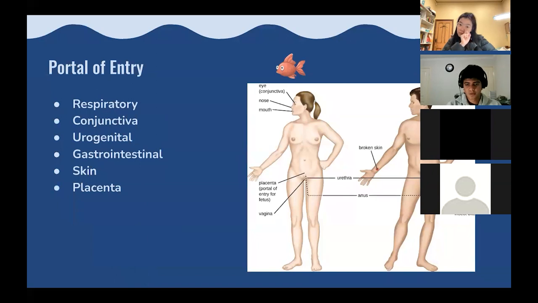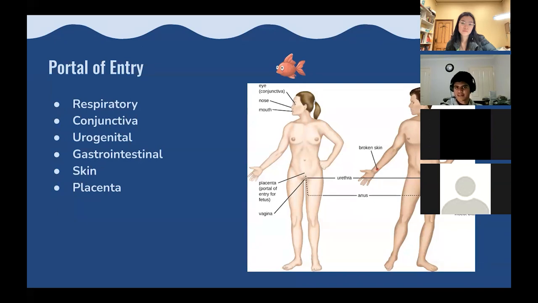Okay. Portals of entry. Portals of entry are different parts of the body through which pathogens can enter. So you've got respiratory, eyes, urogenital tract, the GIT, skin and placenta. The placenta is in utero, but otherwise, all of these places are areas in which pathogens can enter if there's an opportunity, like in skin, if the skin's broken.